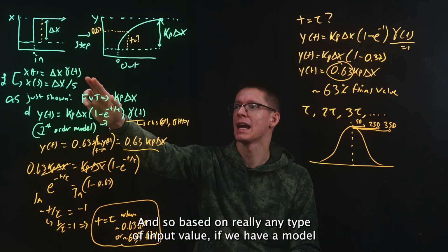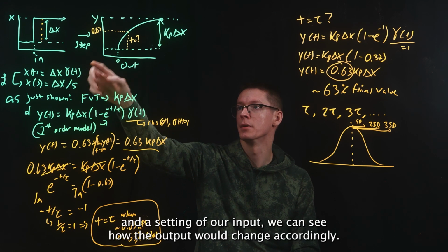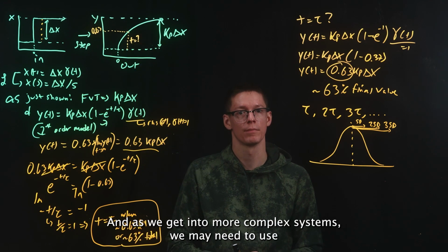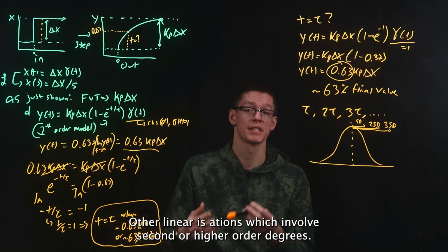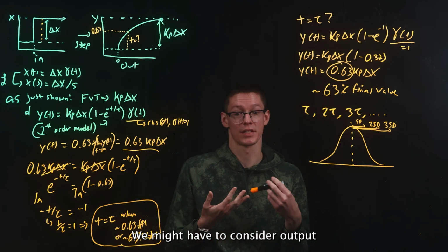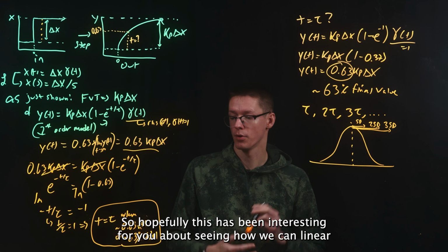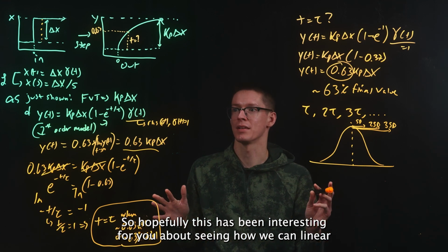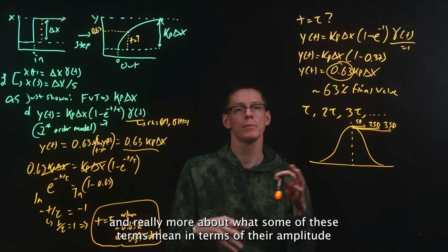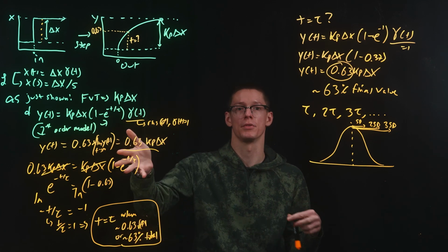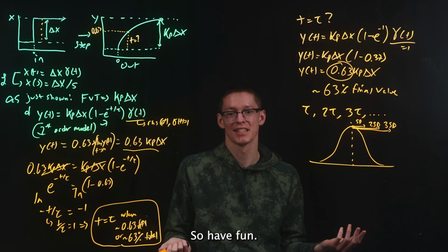Based on really any type of input value, if we have a model and a setting of our input, we can see how the output would change accordingly. As we get into more complex systems, we may need to use other linearizations, which involve second or higher order degrees. We might have to consider output variables more in depth, or maybe even some error-based functions. So hopefully this has been interesting for you, seeing how we can linearize a general setting and understanding solving problems, and really more about what some of these terms mean in terms of their amplitude or residence time, if you will, that will lead us into further calculations. So have fun.